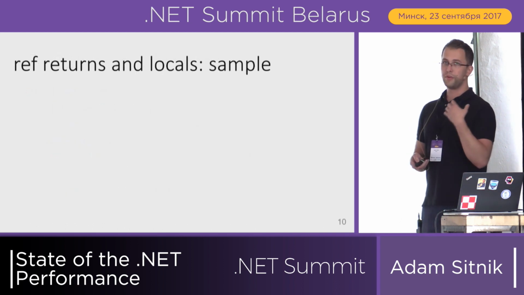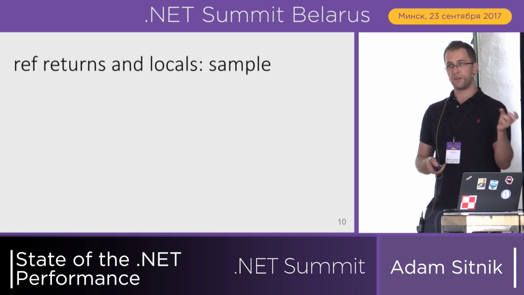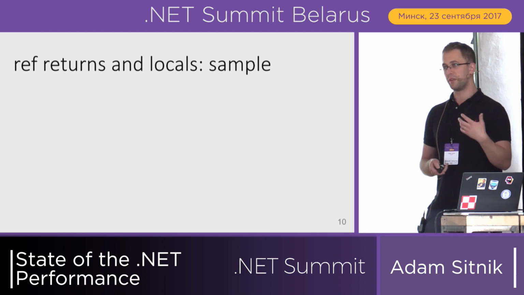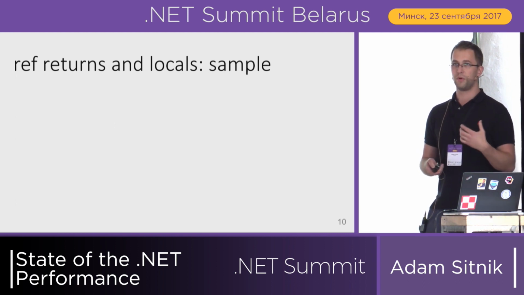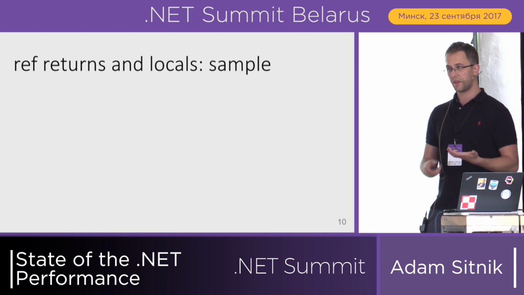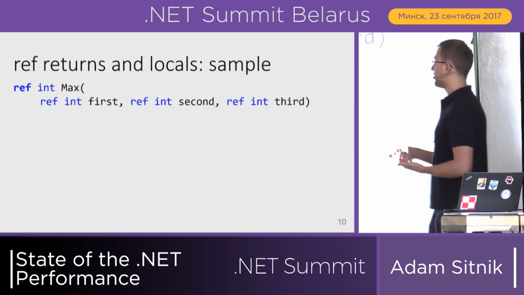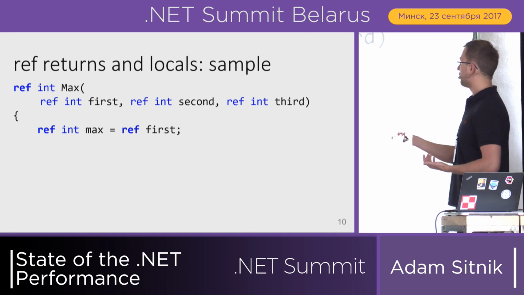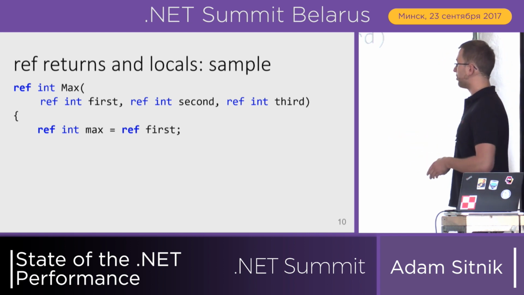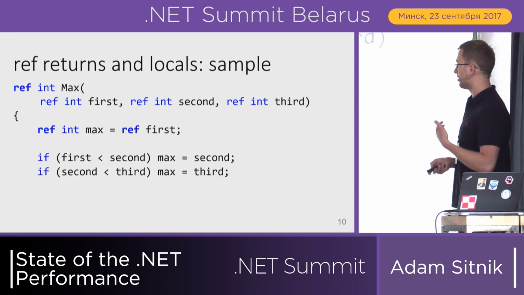Second of all, previously we could only get a reference to a field and send reference to a method. With C# 7, we can also return references and create local references. So we still use the ref keyword, and to create a local reference, we do something like this.